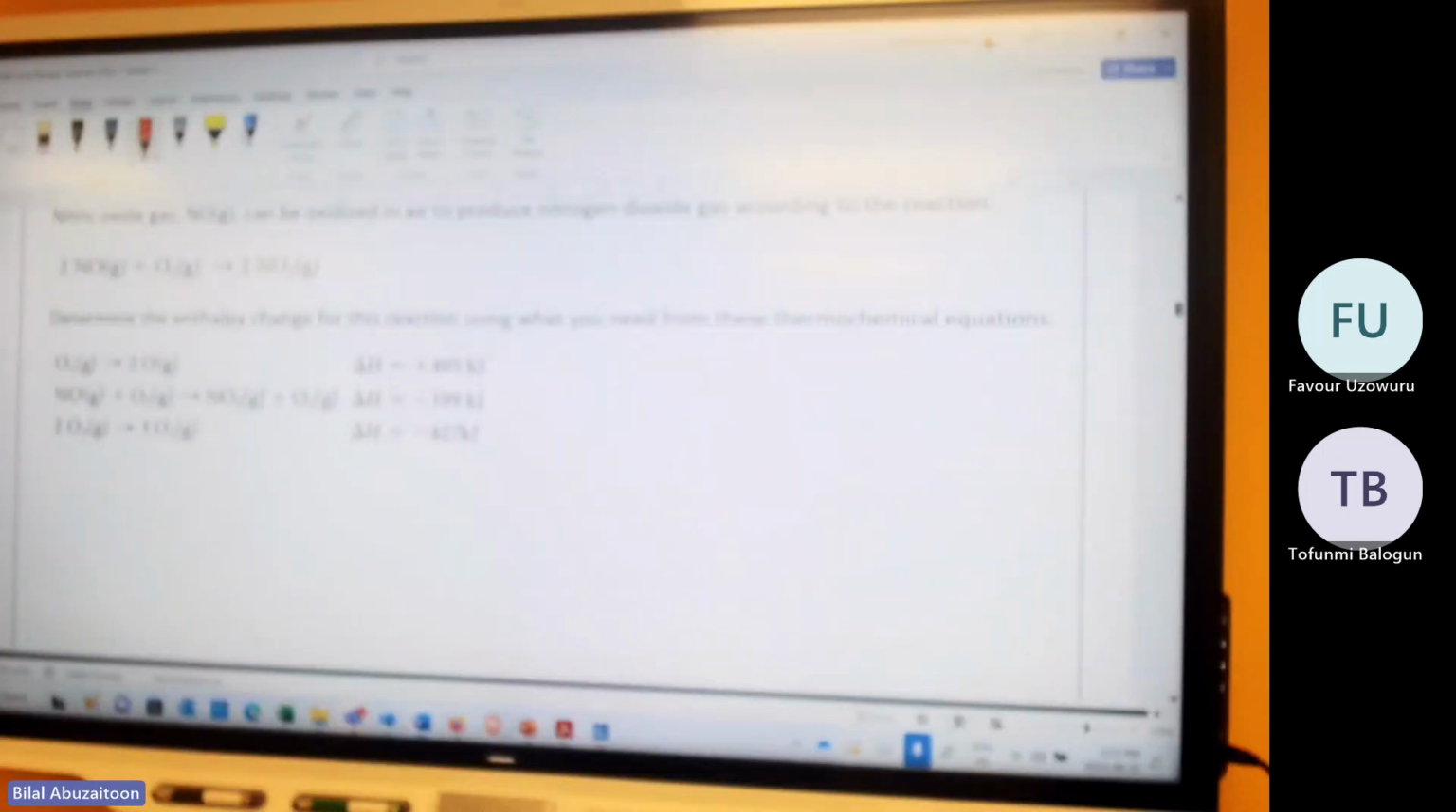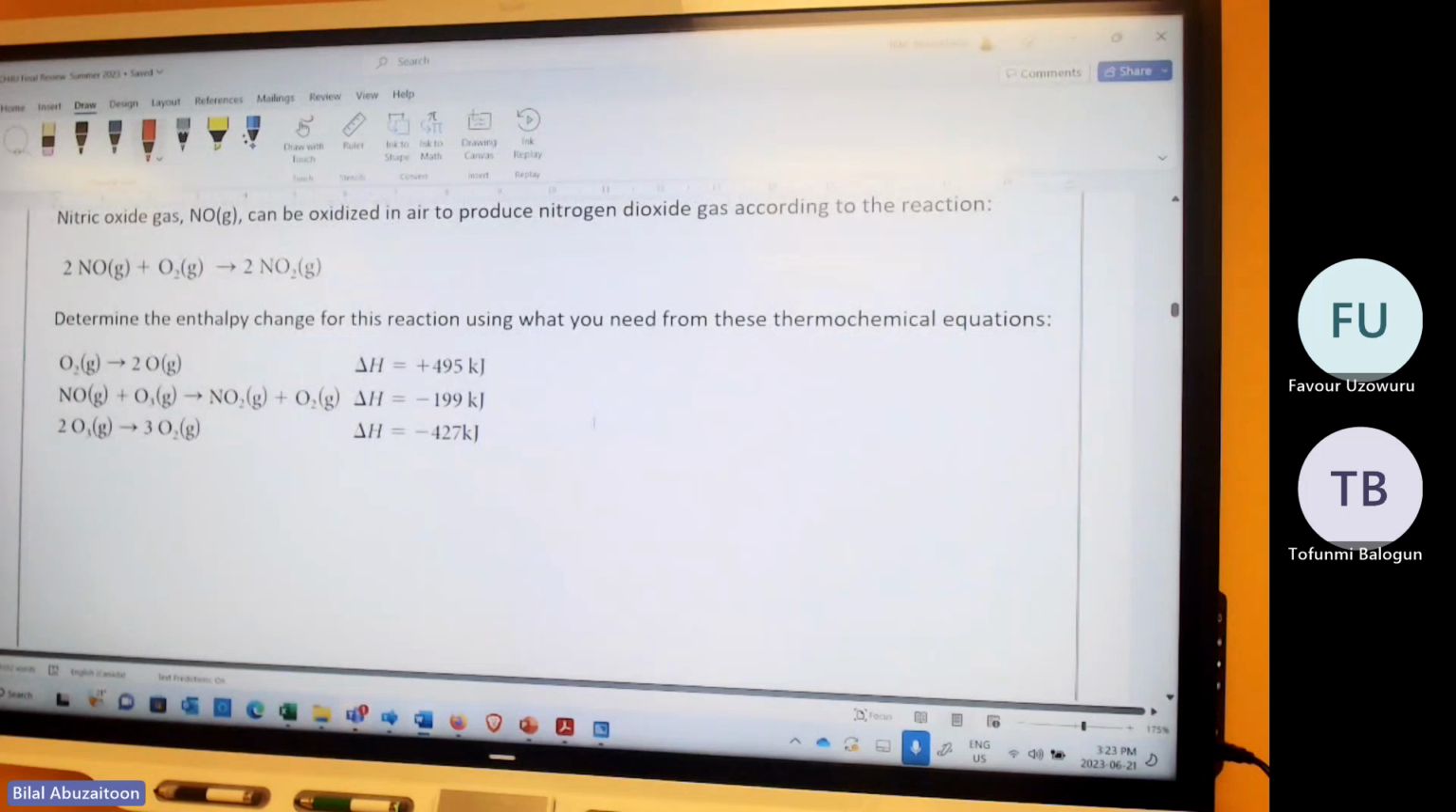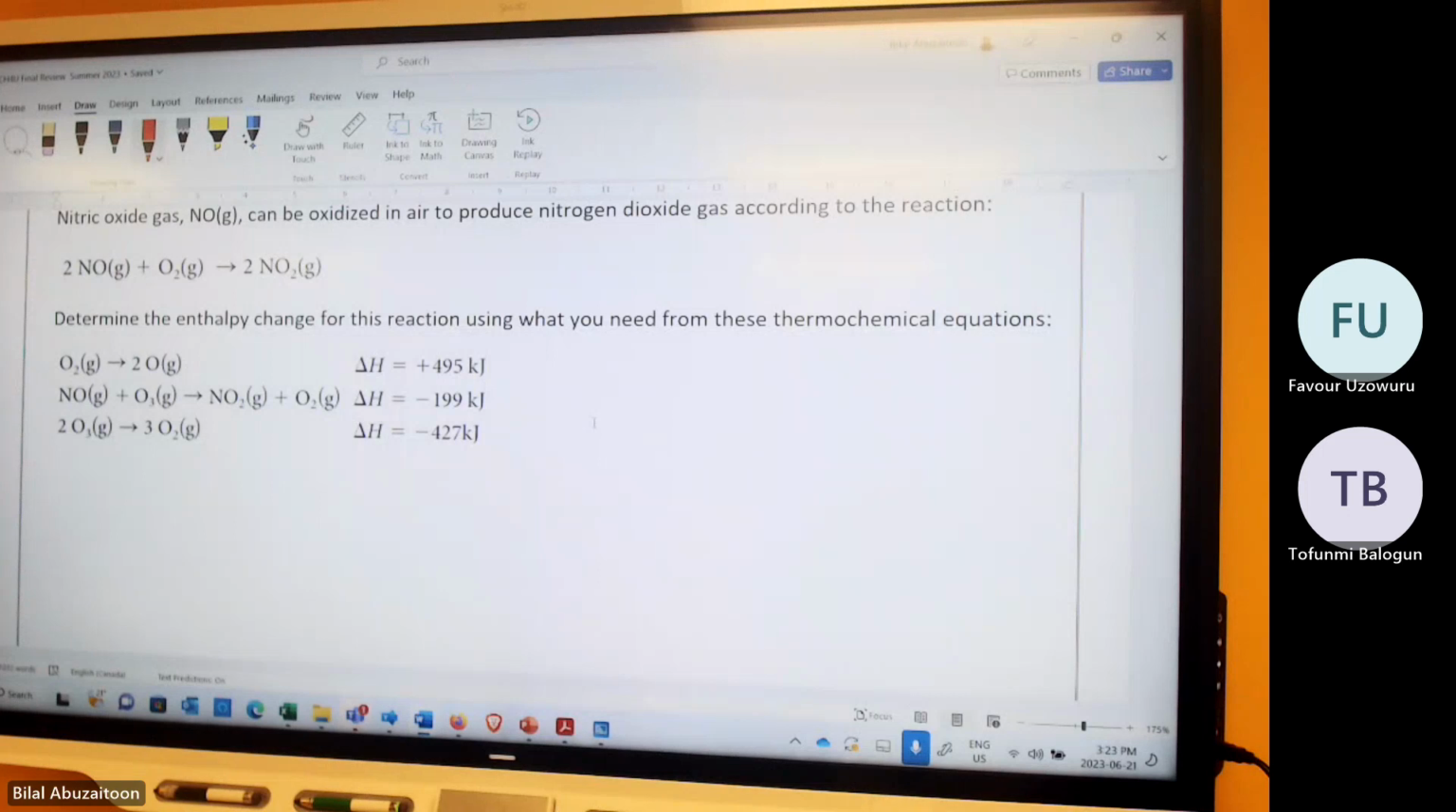Okay, so this question is okay, right? You flip, you multiply, whatever you do, until you get the final. You can divide. The first one, you won't use it. Flip the third one. Yes, the first one you won't use it.